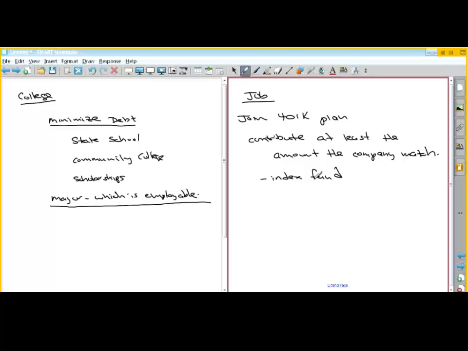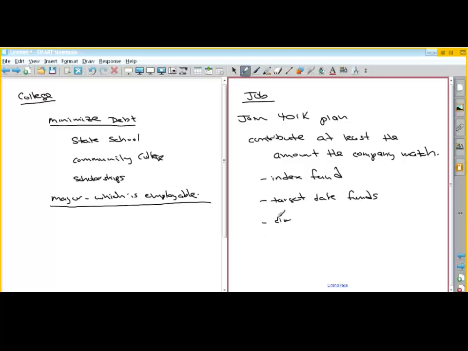So there are index funds, and then there are also target date funds. What those do is you put in the year that you're going to retire, and it picks a series of different funds that are well diversified. As you get closer to retirement, it decreases the exposure to stocks and increases the exposure to bonds to minimize your risk. Those are two options that are usually available.